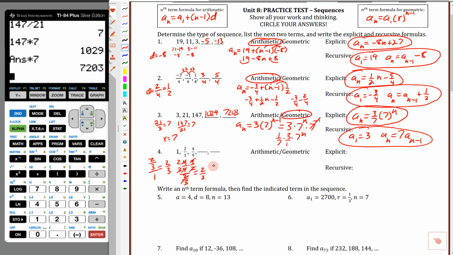So here's our common ratio. Our common ratio is 2/3. Now, I'm going to leave that right there, but we've got to figure out what these next two terms are.